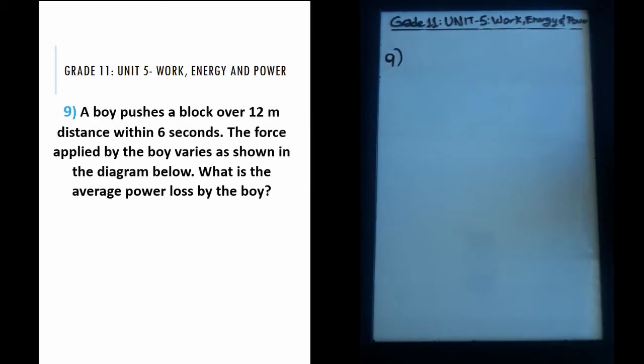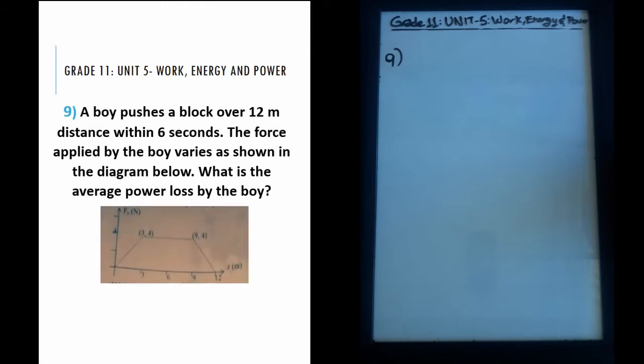All right, the next question we have here is question number 9, and this question says, a boy pushes a block over a 12-meter distance within 6 seconds. The force applied by the boy varies as shown in the diagram below. What is the average power loss by the boy? All right, so we have the diagram here, and this diagram shows the force applied on a block by a boy over a certain distance.